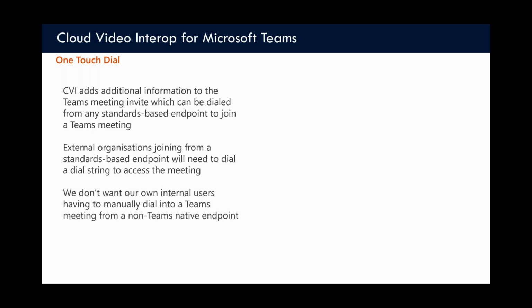But we don't want our internal users having to manually dial into a Teams meeting from a non-Teams native endpoint. So if I am one of those organizations that still has internal existing non-Teams standard endpoints, so things like Cisco or Polycom Group or anything like that, I want an ability to automate that experience. So if I send a Teams meeting invite to that room, I want a button to appear on the screen that I press in order to get into the meeting, okay? And that's really what One Touch Dial does.